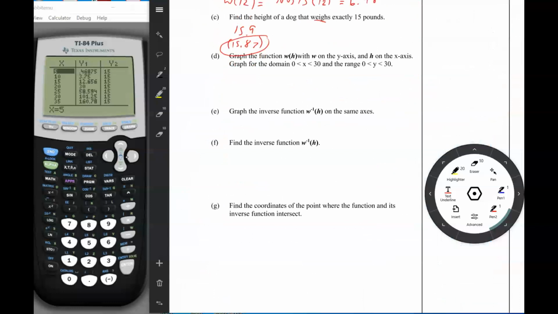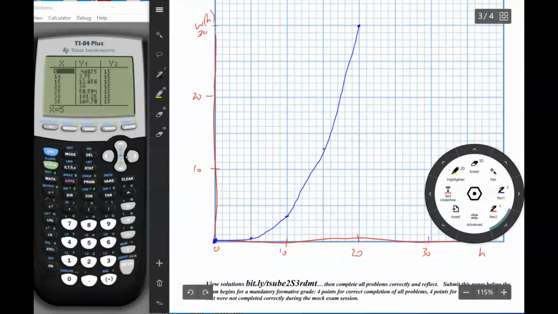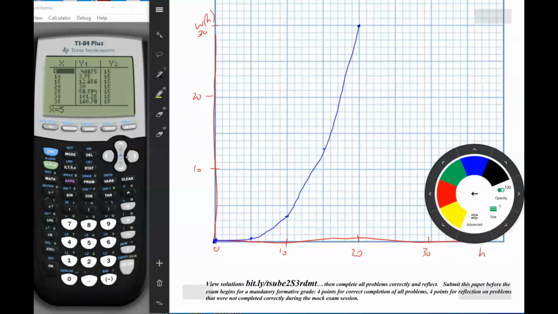So we graphed it. Graph the inverse function w to the -1 of h on the same axes. Okay, so remember, when you graph an inverse function, what you do is you take all the points and you reflect them over an imaginary line, which is perfectly diagonal, which is y equals x, okay?